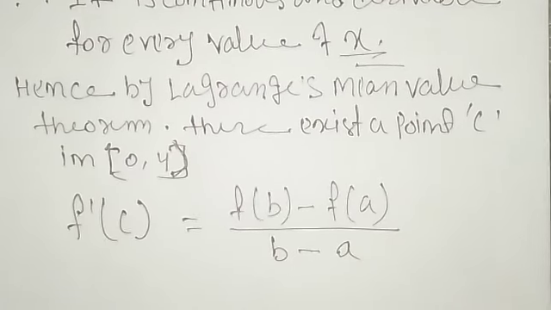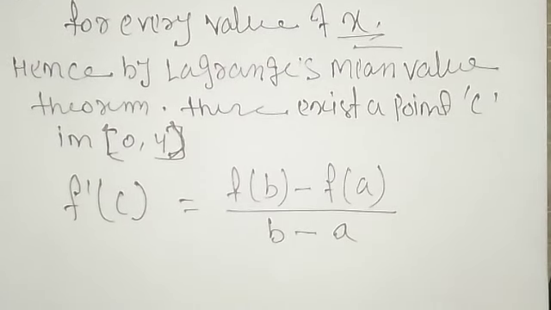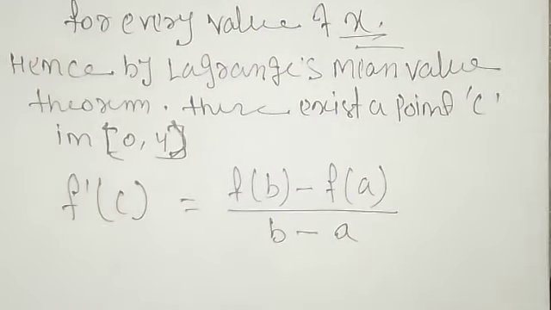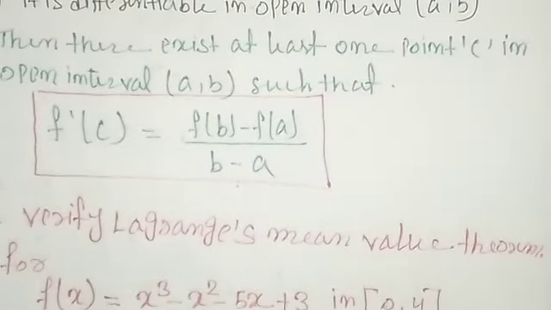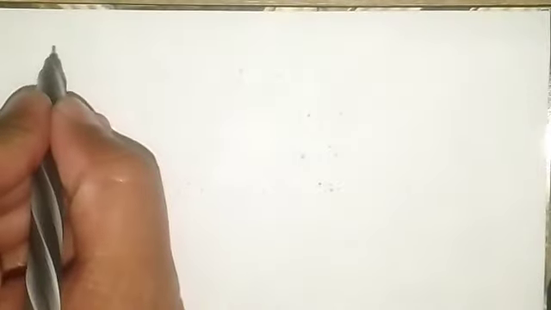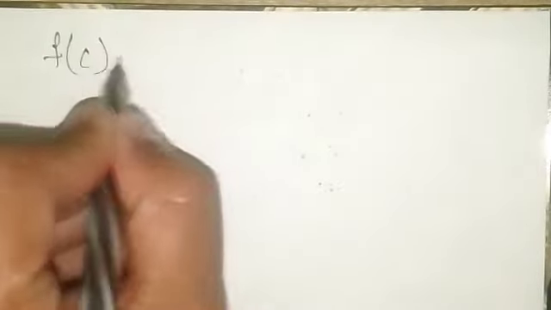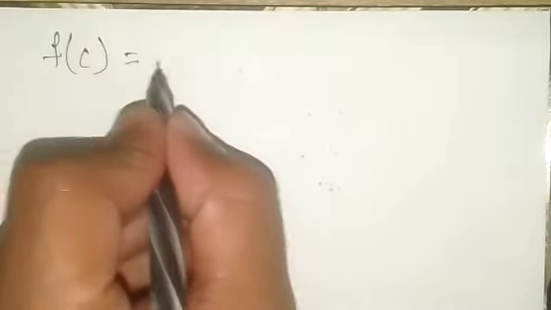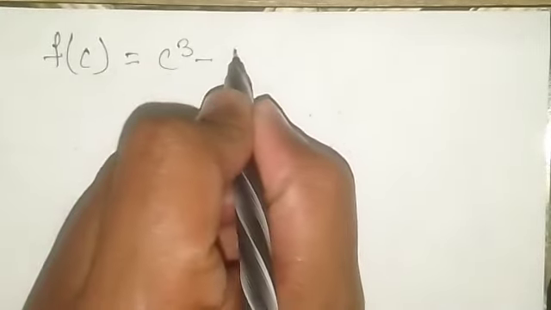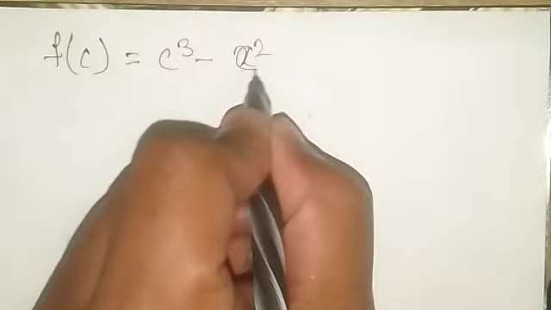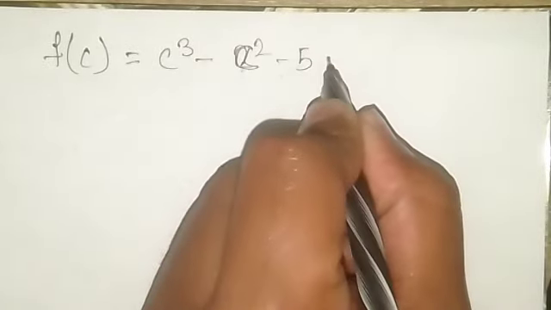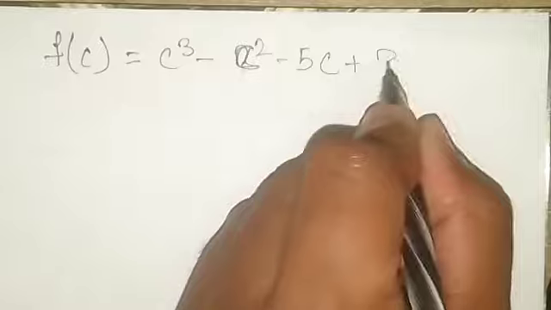Now first of all, what we need to do is find f of c. f of c is nothing but whatever f of x is given, that is x cube minus x squared minus 5x plus 3. First we'll find f dash of c. So f of c is c cube minus c square minus 5c plus 3.